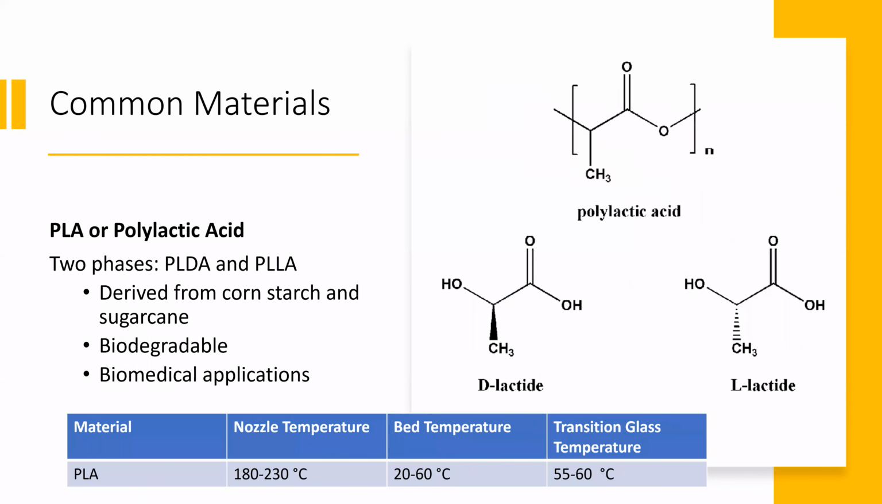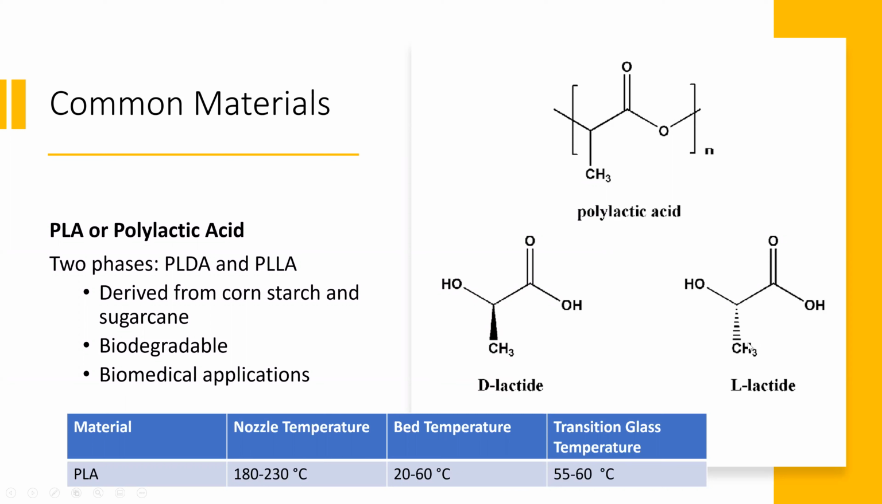And then we also have PLA, or polylactic acid. This is a polymer that can come in two different phases. We have PLLA, which is higher in mechanical strength and toughness, and then we have PDLA, which produces a semi-crystalline polymer. What separates these two phases, as you can see down here, is the plane on which the CH3 group is.